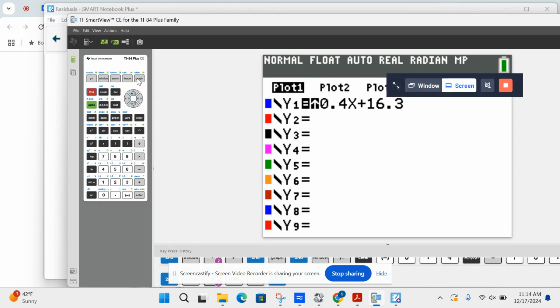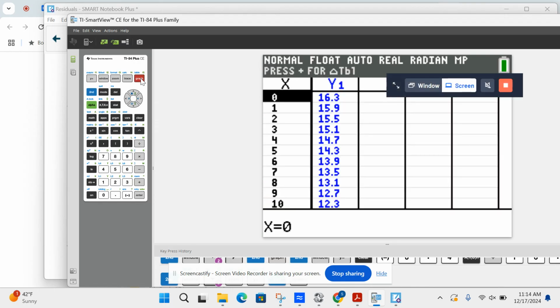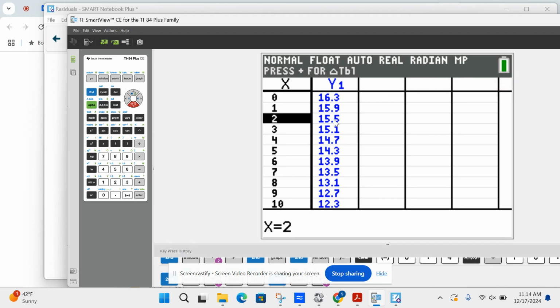So second graph is the table. Your table should start you at 0. If it doesn't, if it's close to 0, that's fine. You just scroll down. Because you're going to write down all of the even numbers from 2 to 12, because that's what your x is. So you see how at 2, the y value that we typed into our equation would give us 15.5. So you write 15.5 for the first predicted value, and then you do all of the even numbers until you get to 12.